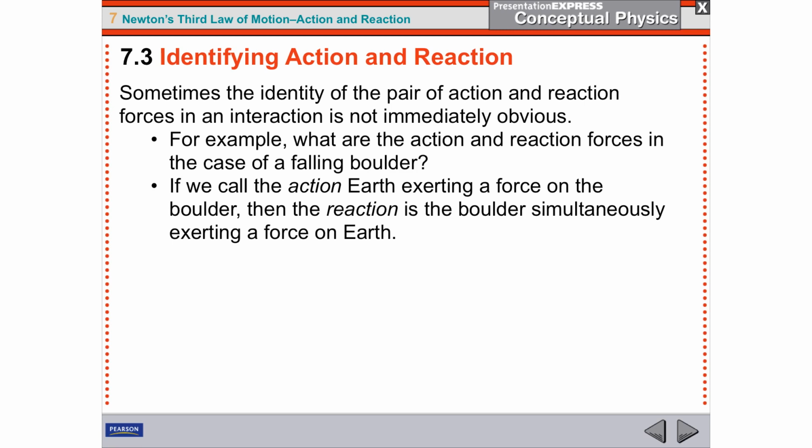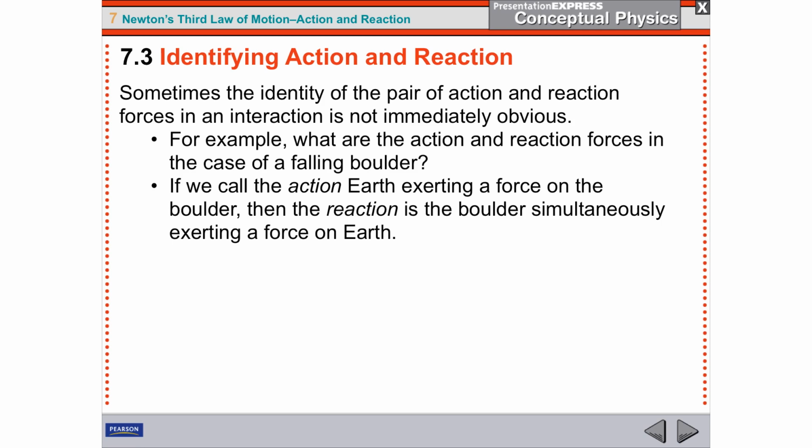For example, what are the action and reaction forces in the case of a falling boulder? Well, what is the force that's causing the boulder to go down? What's happening is that the earth is pulling on the boulder. Well, that might be obvious, but what's the reaction force? If the earth is pulling on the boulder, then something else must be true. The boulder is pulling on the earth with exactly the same force that the earth is pulling on the boulder.